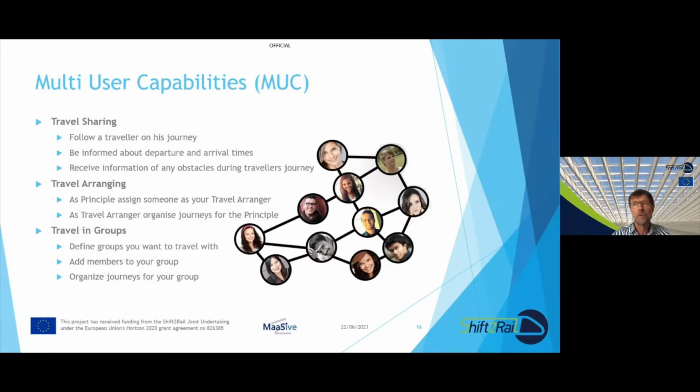Travel sharing means that you want to share your trip with someone else to give them information about the current status of your travel, for example departure times, arrival times, delays, and so on. Travel arranging is focusing on, as the name says, arranging trips for someone else, for example for your children, for your parents, or for colleagues in a company. And the third one, traveling in groups, defines how you will be able to travel with a group for hiking, for biking, and so on. These are the three use cases. So let's start with a deeper look into travel sharing.